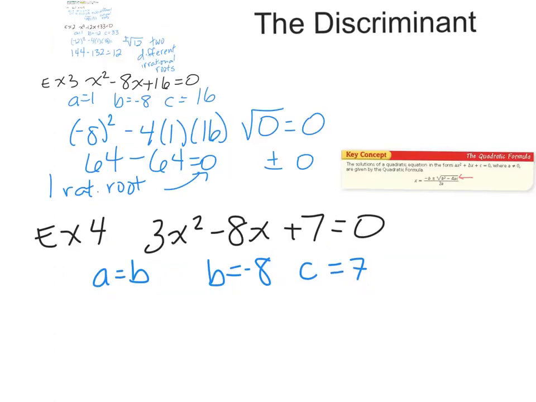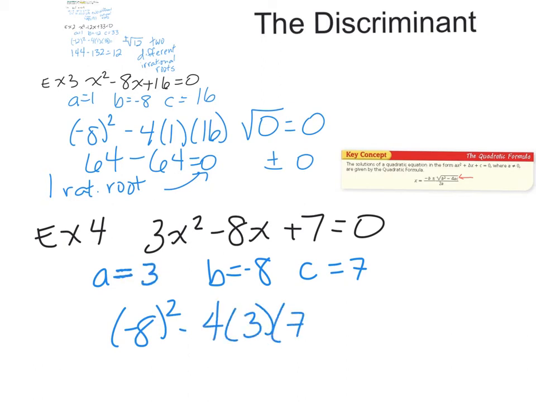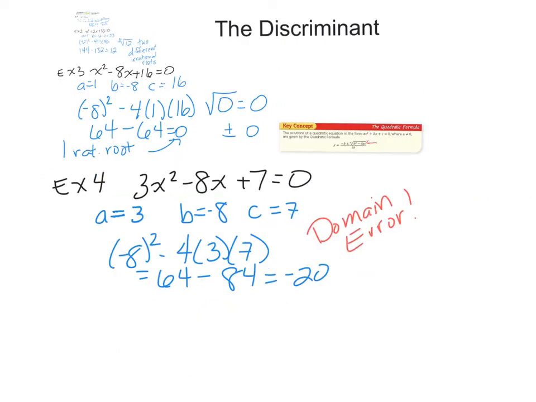What else can there be? Well, one last way it can happen. If we do -8 squared minus 4ac, we get 64 minus 84, which is -20. If I try to type square root of -20 in my calculator, I get a message that says domain error. There are no real numbers multiplied by themselves that equal -20. So this is our situation where we have no real roots.